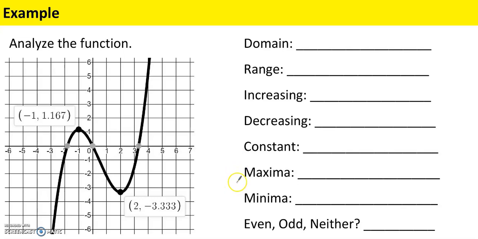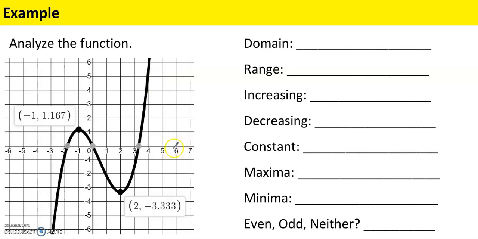We want to know the maxima and minima, and we want to know if the function is even, odd, or neither. So let's start with the domain. The domain is the set of all of the x values, all of the inputs. Well, this function goes on forever and ever, and we know from looking at function graphs that the end of the graph here is only the end of the part that we can see. This function doesn't stop at x equals 4, it keeps going and going. In fact, it goes on forever.